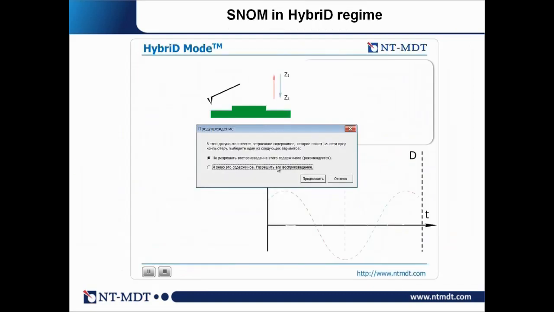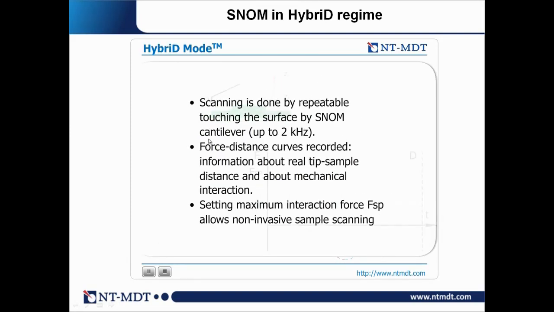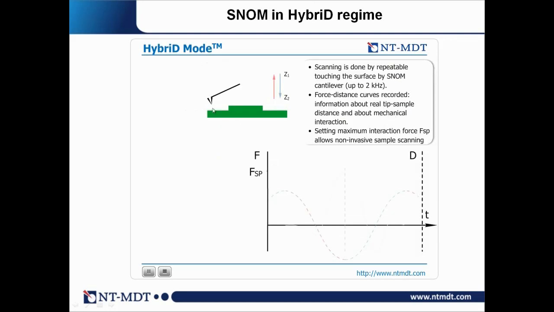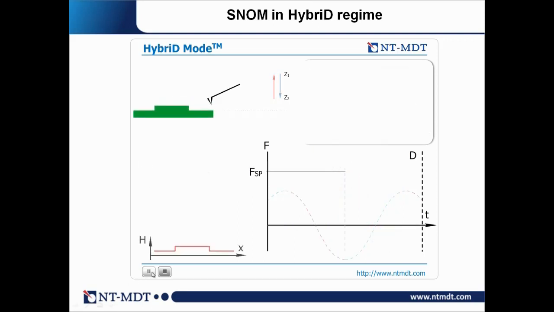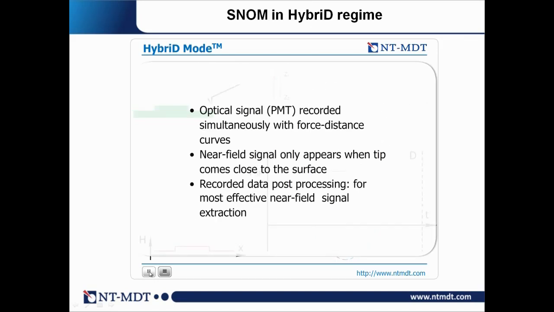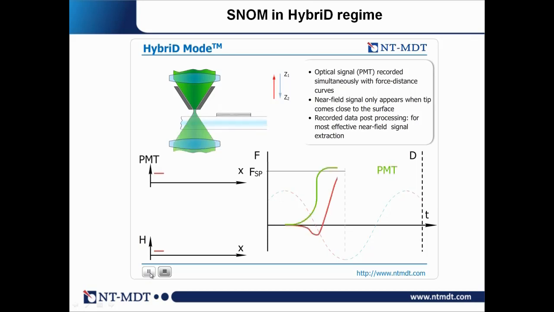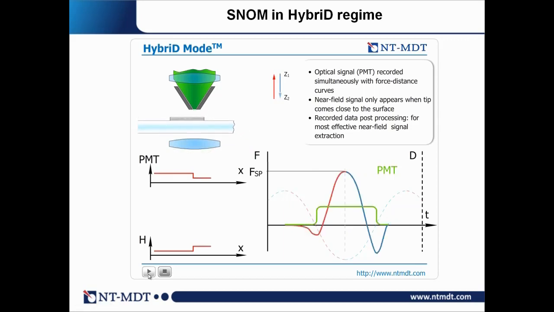So if you remember about the hybrid mode, just to repeat with this video, in a hybrid regime, but now let's take SNOM cantilever. So we are repeatedly touching the surface by the SNOM probe, moving up and down with a frequency about 2000 approach retract cycles per second, and at each approach and retract cycle we measure force distance curves. So we know about the sample interaction with the cantilever, and if we simultaneously measure the optical signal, and this is what we're actually doing, so let's stop at this point.